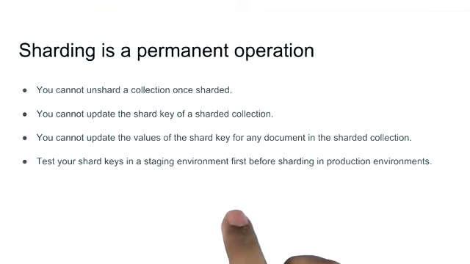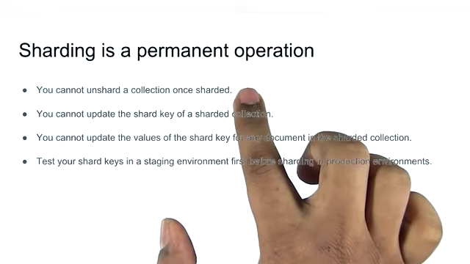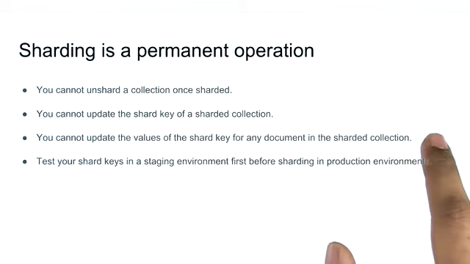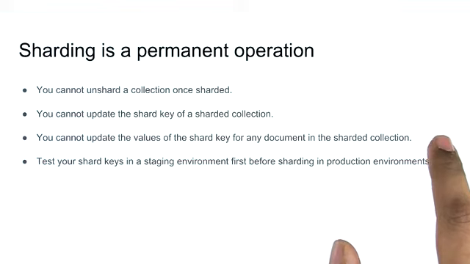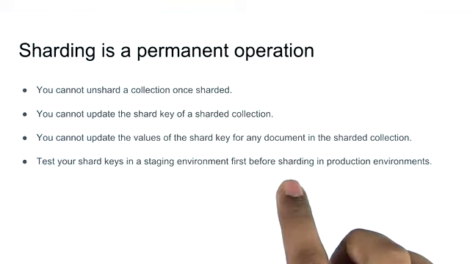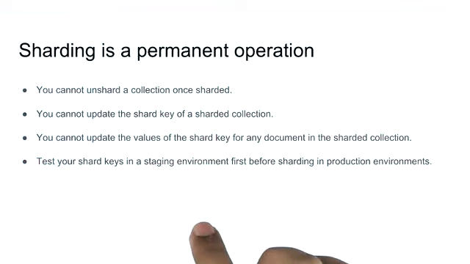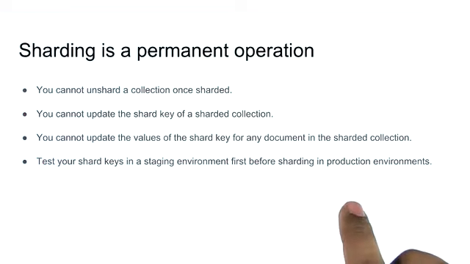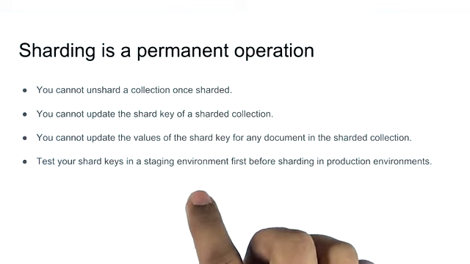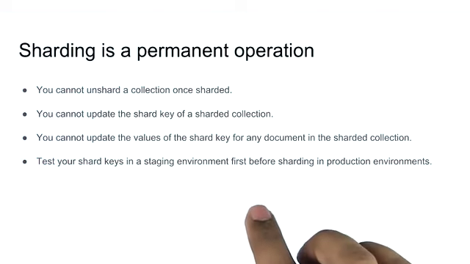Let's go over some considerations of choosing a shard key. We've already talked about these, but I want to emphasize them. You cannot unshard a collection once sharded. You cannot update a shard key once you have sharded a collection. You cannot update the values for that shard key for any document in the collection. What that basically means is that your choice of shard key is final. Whenever possible, try to test your shard keys in a staging environment first before sharding in production environments. If you use the mongodump and mongorestore utilities, you can dump, drop, and restore the collection, but that's non-trivial. So again, whenever possible, you really want to test in a staging environment where you can safely drop and restore the collection without impacting production workloads.